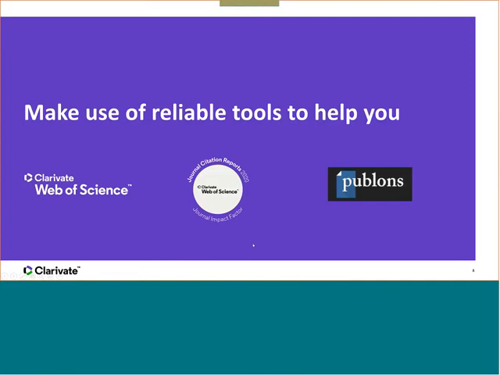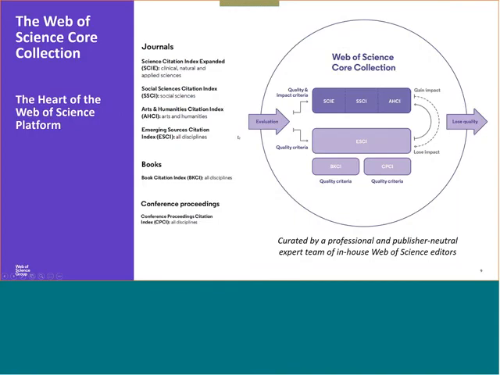Now the next thing is, because UMT subscribes to the full suite of resources, Web of Science, Journal Citation Reports, as well as Publons Academy, it is very, very important for you as researchers to make sure that you are using these tools to help you make this decision. So first things first, we have the Web of Science core collection. The Web of Science platform is the home of the Web of Science core collection, and it is a very useful and important tool for you when it comes to choosing journals.